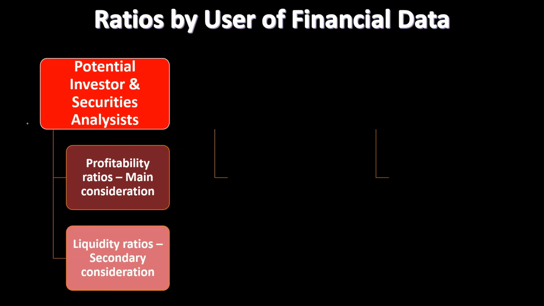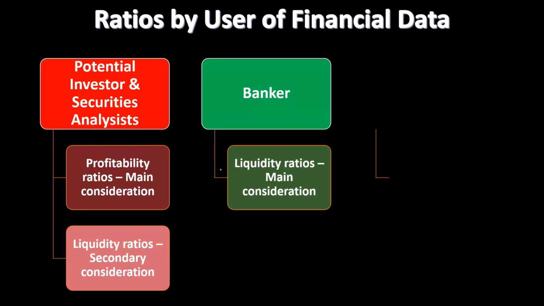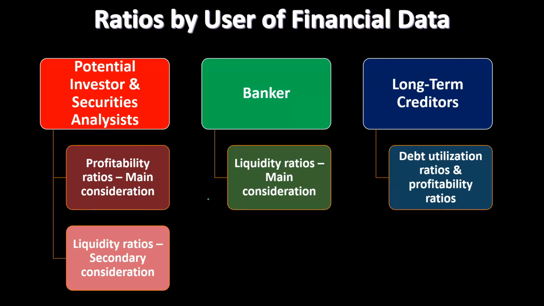Liquidity ratios are a secondary consideration, because you want to make sure they're going to be able to pay off their debts. The banker is concerned with liquidity ratios mainly. If you're thinking about the banker, especially for short-term obligations, the banker wants to know: can the company pay off the obligations that are coming due soon? And then long-term creditors for the organization are concerned with the debt utilization ratios and profitability ratios. What's your debt financing as compared to equity financing, and what's your profitability? Are you going to be able to pay off your obligations?